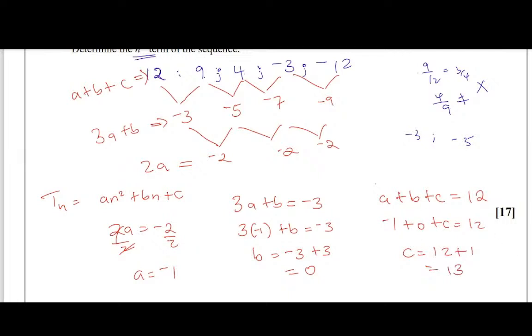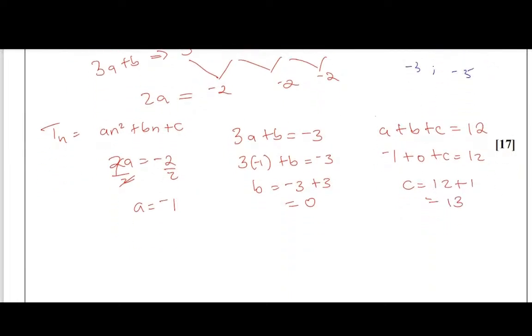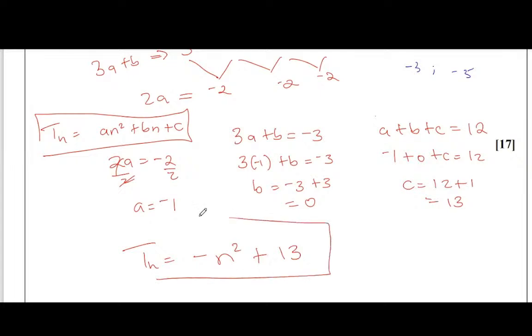So having obtained A, B, and C, all I'm left to do is the substitution into this. Where there is A, I'll put -1, so it's -n squared. And then our B is 0, so it's just going to die out. And then the C is +13. So this becomes the nth term, or the general rule, of that sequence.